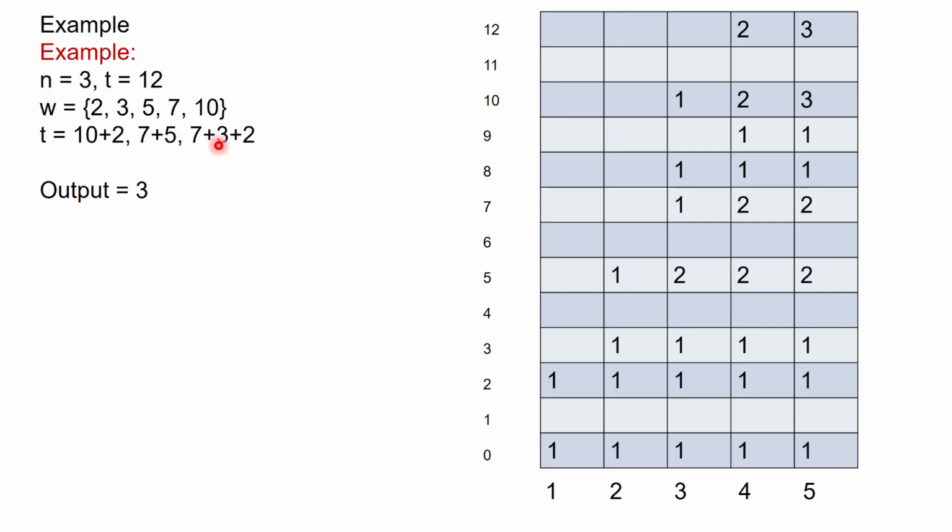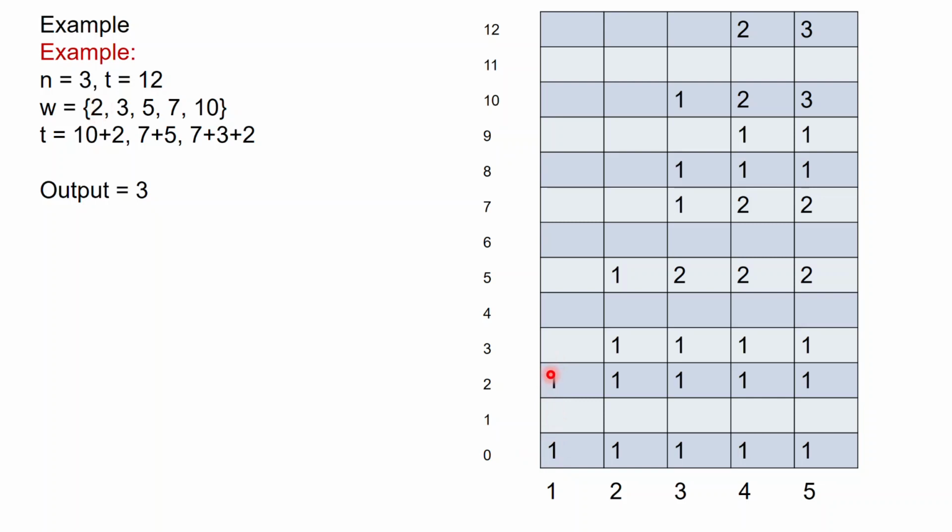So here is how the algorithm proceeds. Here you have a matrix with 5 columns, corresponding to these 5 weights, and then you have 12 rows corresponding to your target of 12. First you fill the first column, so you put a 1 for a sum of 0, because you can always get to 0 by using no weight. And you can also get to 2 because the first weight is 2. That's why you put a 1.